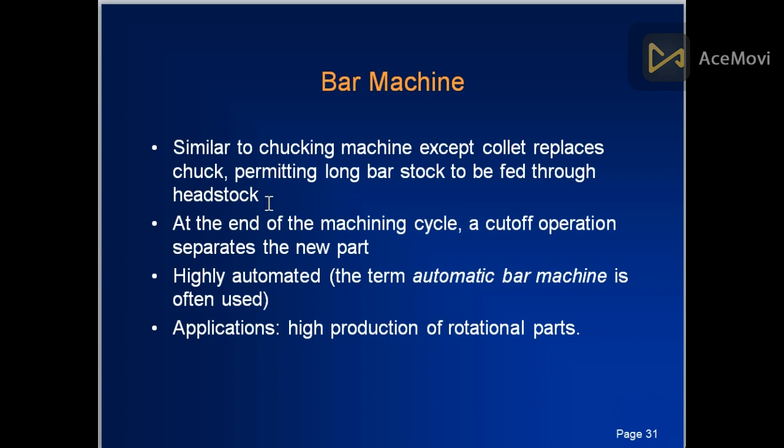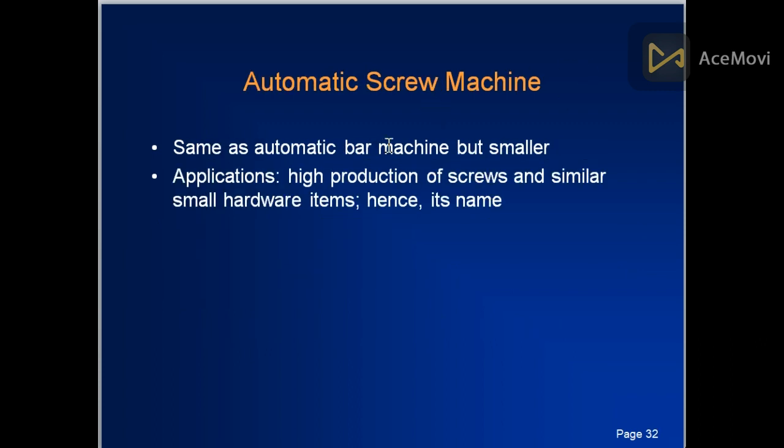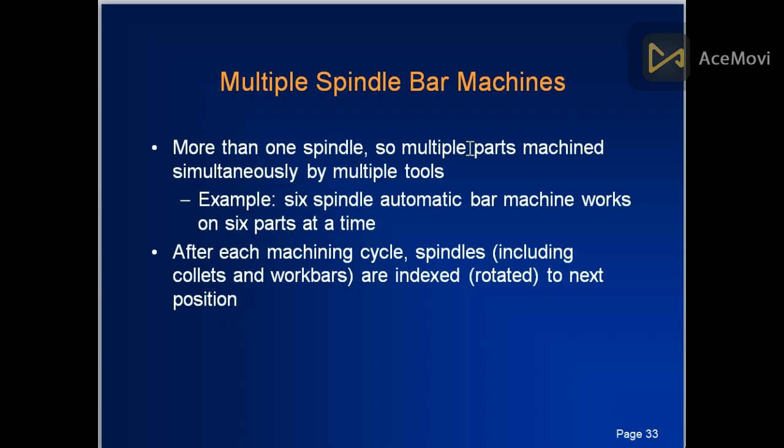Bar machine. Similar to chucking machine except a collet replaces the chuck. Automatic screw machine is the same as automatic bar machine but smaller. Application is high production of screws and similar small hardware items, hence its name is automatic screw machine.